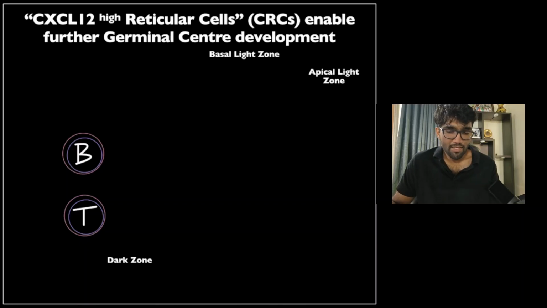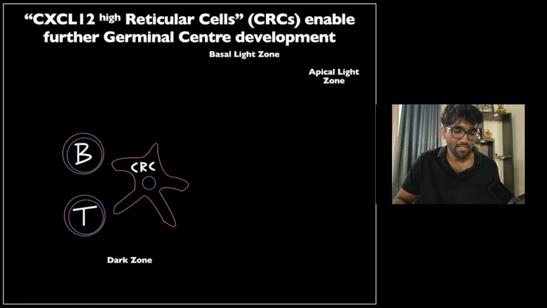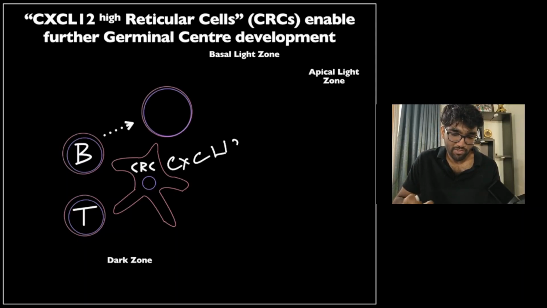Now this is enabled through specific interactions, and we'll just discuss those interactions. A CRC is a CXCL12 high reticular cell. So naturally this expresses CXCL12, because that is what the name suggests, which is now a source of CXCL12 within the B cell zone. CXCL12 was normally being produced by the FRCs located within the medulla as well as the T cell zone only.